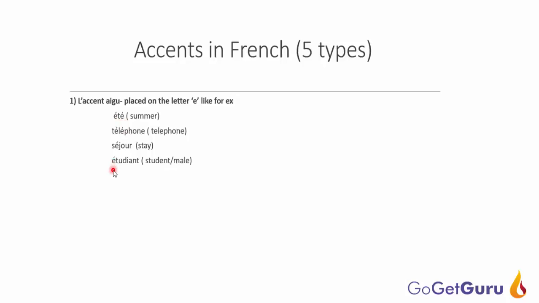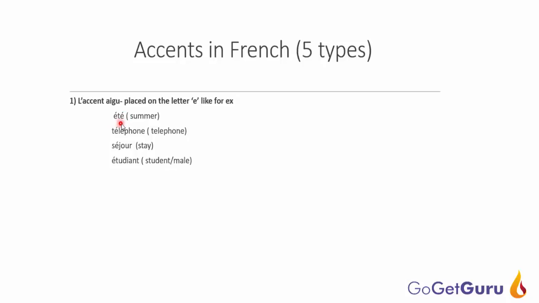It's only placed on top of E where the pronunciation is A. You have to stress the E like saying A. Like for example, for summer in French they say été. Now A is E accent aigu and T E accent aigu.